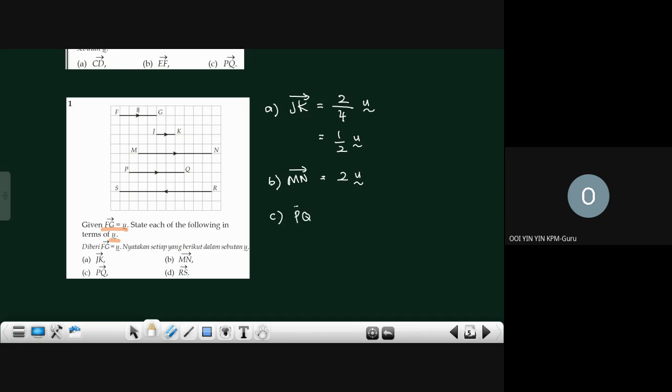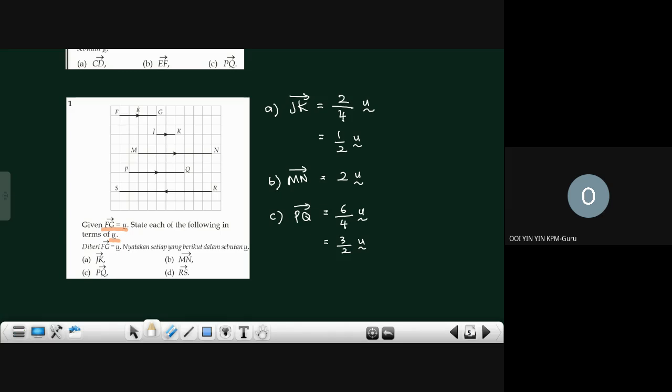PQ. Take a look at your PQ. Here we need some calculation. Count how many units your PQ is. You have 6, right? So 6 over the original, how many units? 4. So 6 over 4, and then don't forget your U here. And 6 over 4 can be simplified into 3 over 2, so 3 over 2 U. Done. If you come across fractions, you do it like this. Take the current PQ, count how many units, and then divide by the original FG.